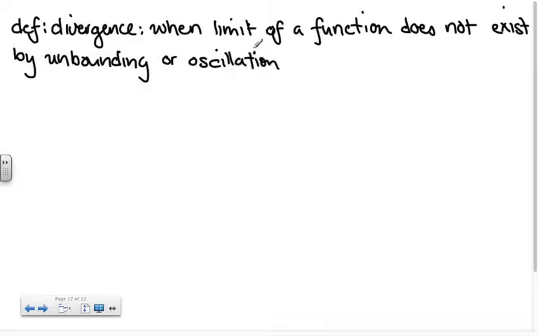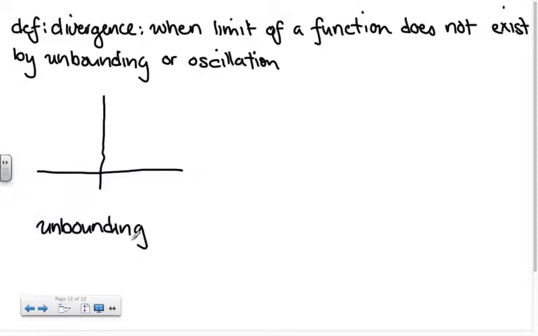When a limit does not exist by unbounding or oscillation. In the first situation, unbounding, I can have a situation where my function increases like this, or like that, doesn't matter. This is y equals f of x, and it increases.